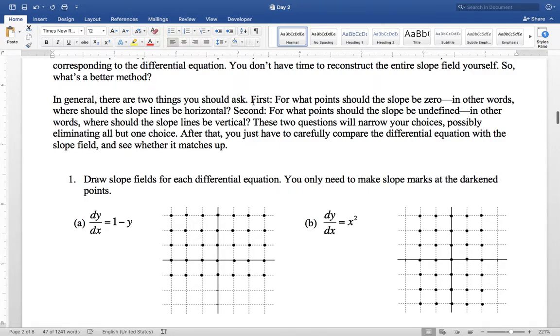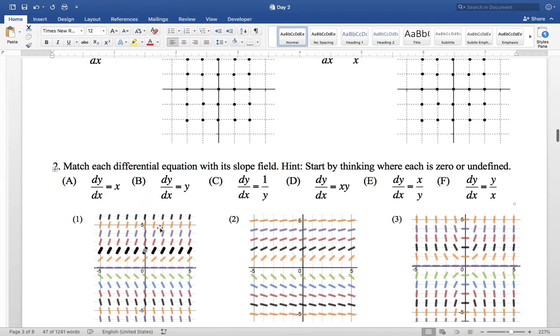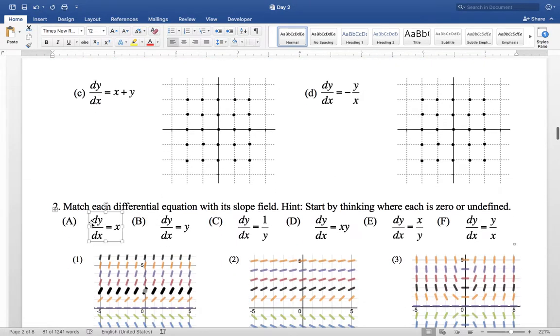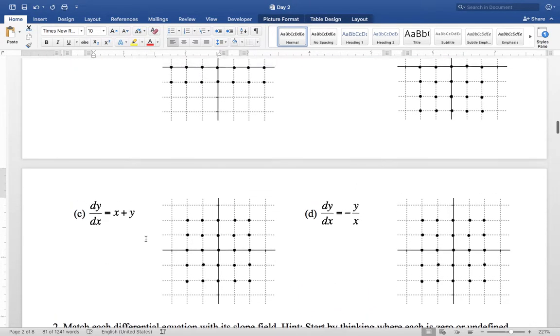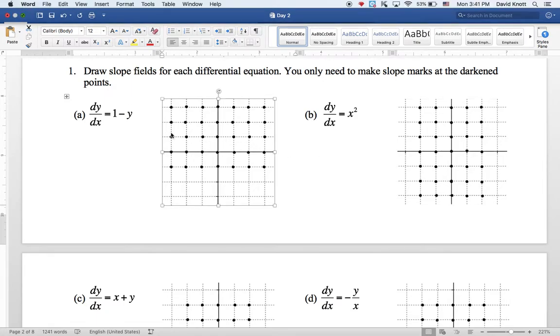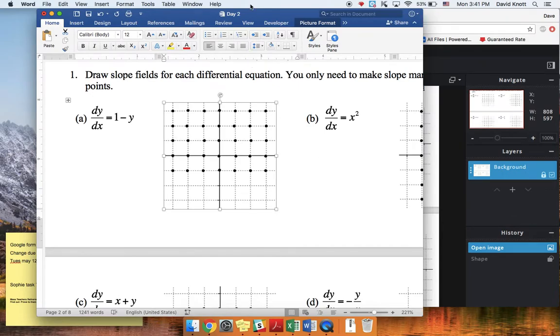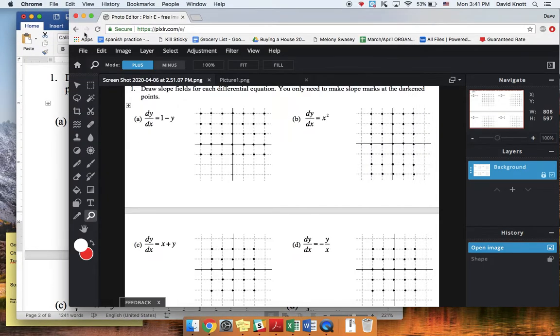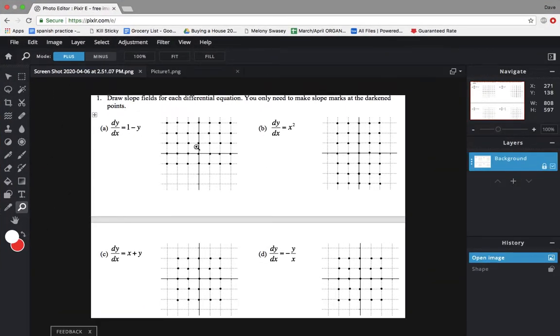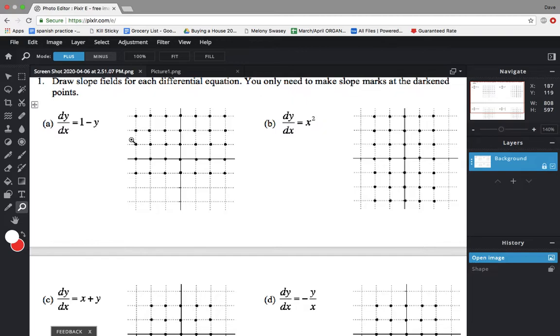So in general, there are a couple of things. I think these instructions actually are maybe better placed down here. Let's postpone matching differential equations with their slope fields for a moment, and let's just actually take a moment to, even though it's tedious, construct the slope fields for some of these differential equations. So what I'm going to do is I'm going to go through number 1 with you, and we're going to sketch some of these solutions. I have these pictures in a graphics program here in my browser, and we're just going to try and sketch the slope fields for each of these guys.